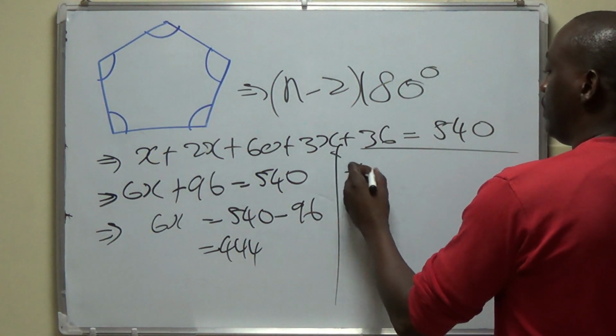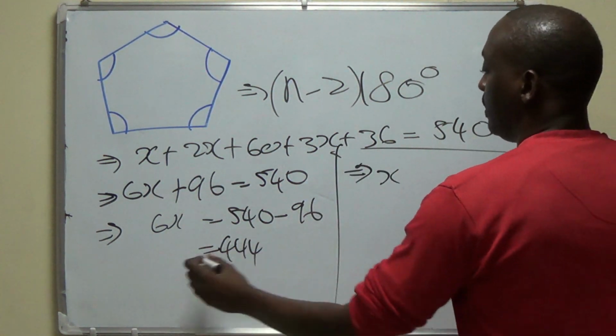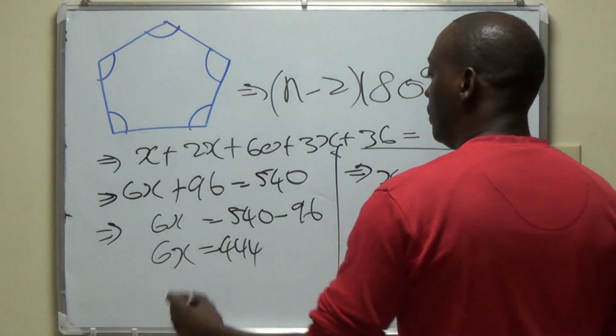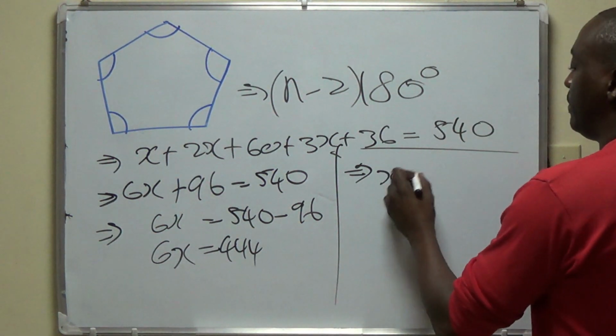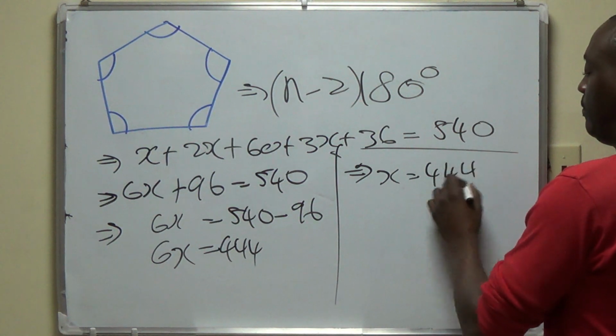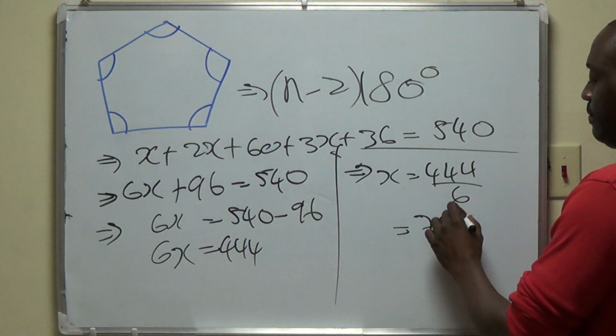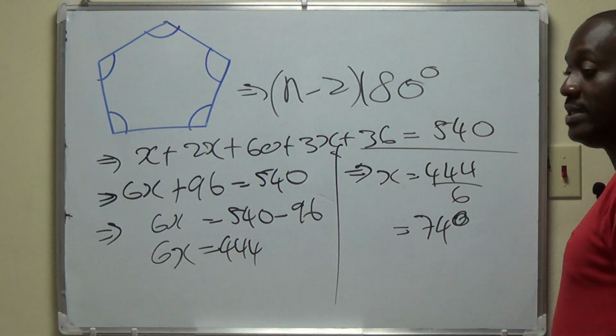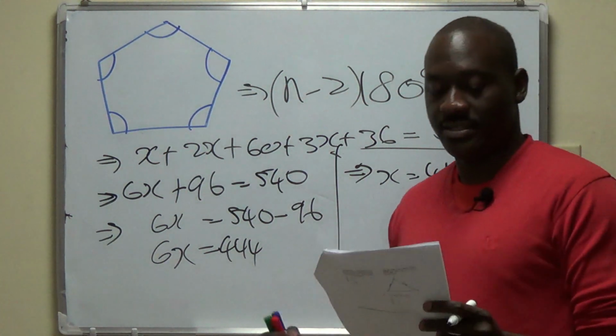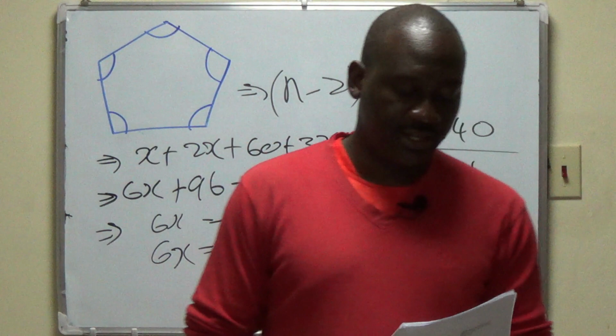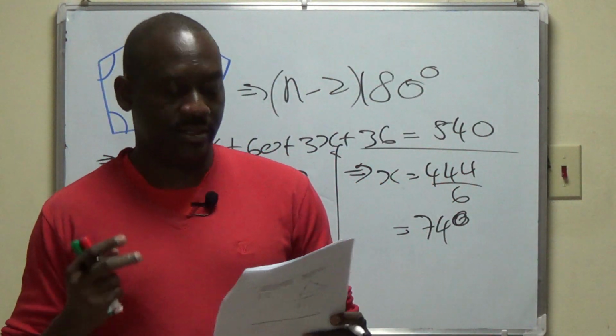Therefore, 6x will be 444, so x will be equal to 444 over 6, which will be equal to 74 degrees. So in this case, the x is 74 degrees, which means therefore that the answer is answer D.